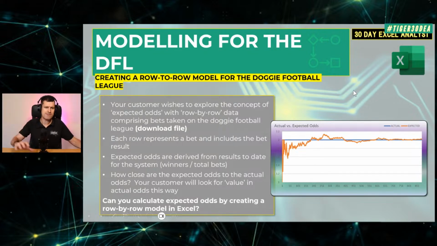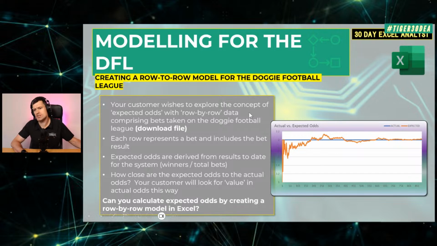So the specific situation we're looking at today, as always, download file, there's a link in the video description below. There's an Excel file with data in. So modeling for the DFL being, of course, fans of the channel know it's the Doggy Football League. And in the file, we've got row by row data. So we've got data for each fictional bet that's been taken out, and we want to calculate, how profitable is this strategy? A very typical thing you'd want to do in trading or with a row by row file.